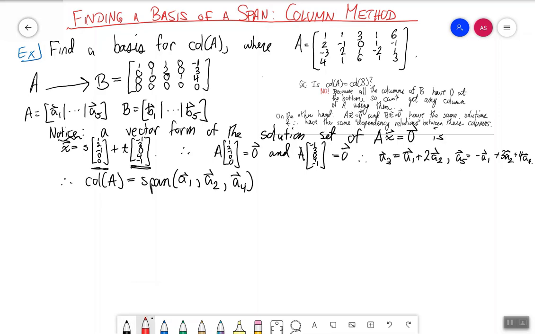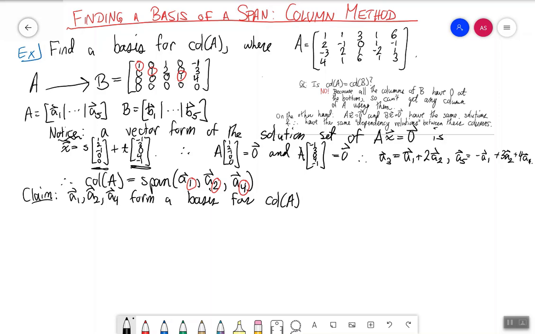I want to emphasize, and we'll see this come back later, that this 1, this 2, and this 4 are exactly the column indices where we have leading 1s. So my claim is that they actually form a basis. A1, A2, A4 form a basis for the column space of A. All that's left to do, since we know that they span, is to show that they are linearly independent.